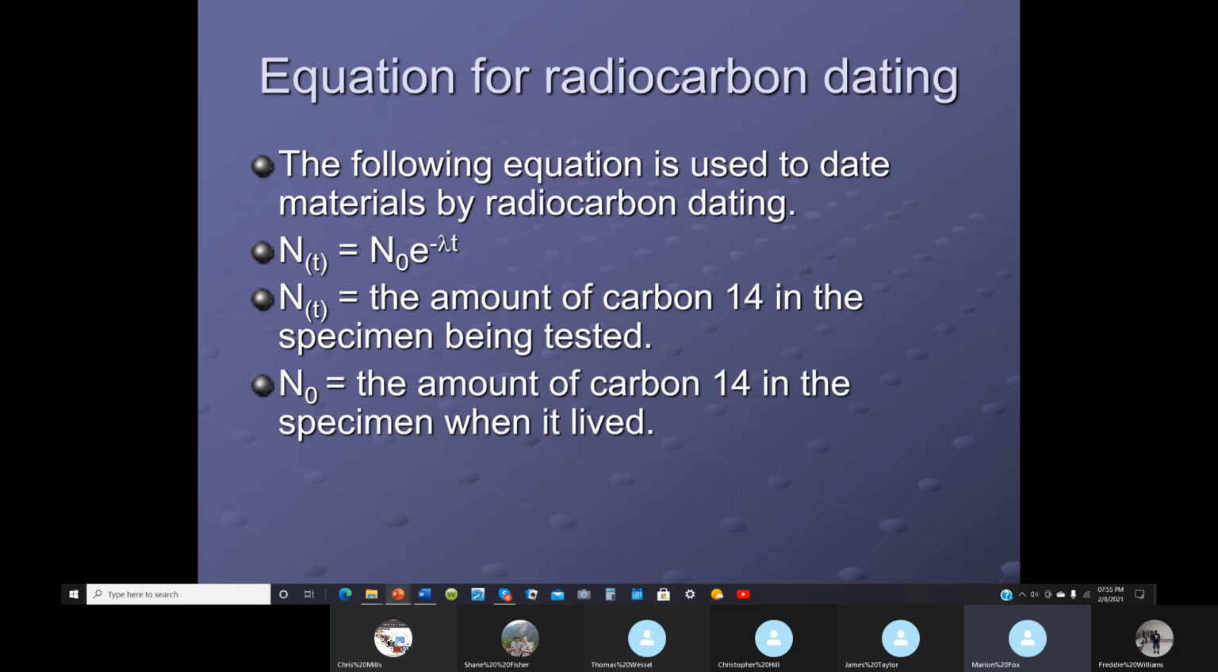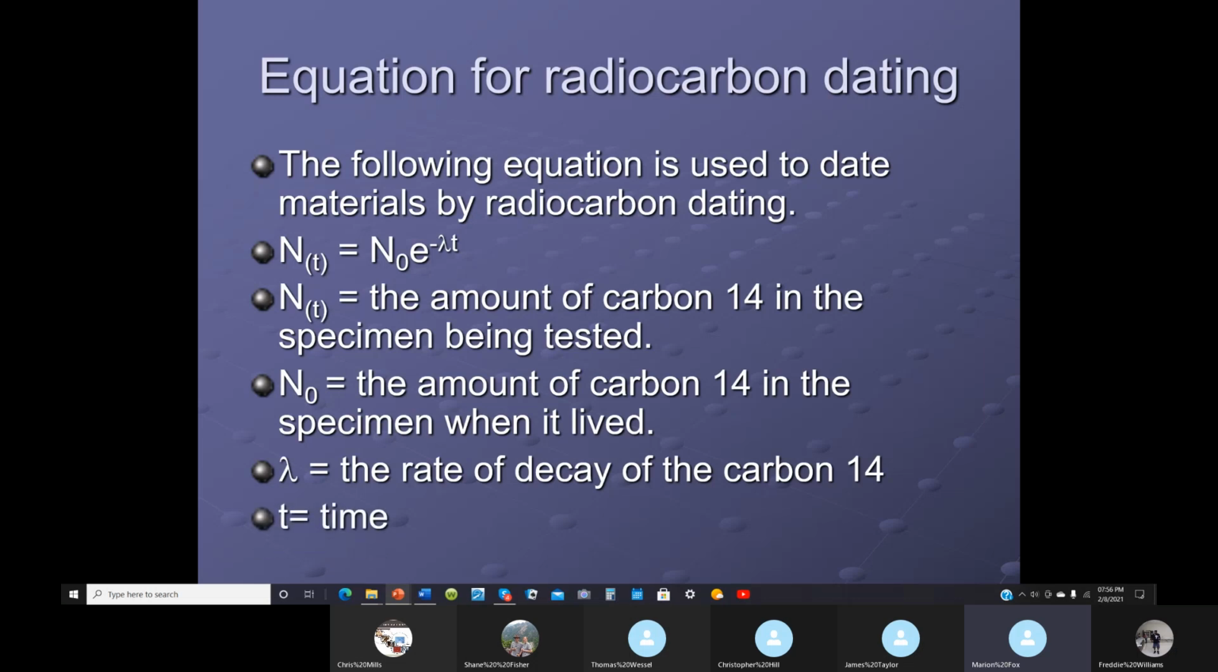Okay, N sub O is the amount of carbon-14 in the specimen when it lived. That's where they have their flaw. They don't even know what that is. They don't have any way of knowing. They just have to theorize what it is. They just have to guess it. They make an assumption that it's been in equilibrium for millions and billions of years, and that's not true. It's not even in equilibrium right now. It should be within 100,000 years, and it's not. So that's a problem for them. Lambda is the rate of decay of the carbon-14, and I've told you they've agreed that they don't even have that right. And of course, T is time.